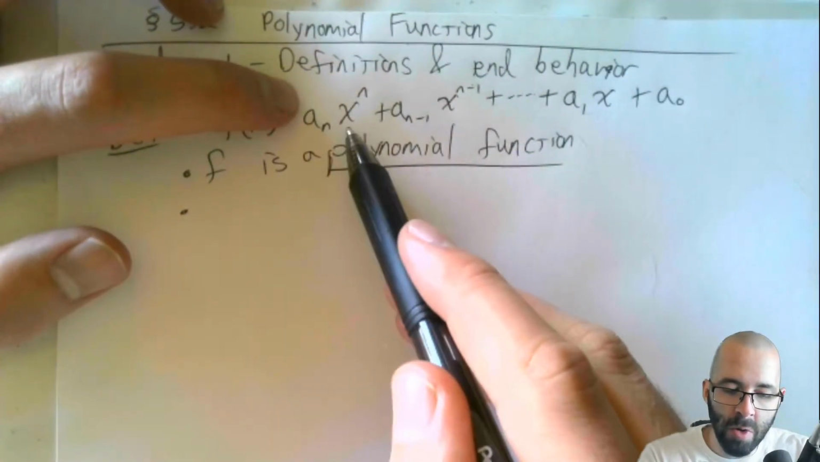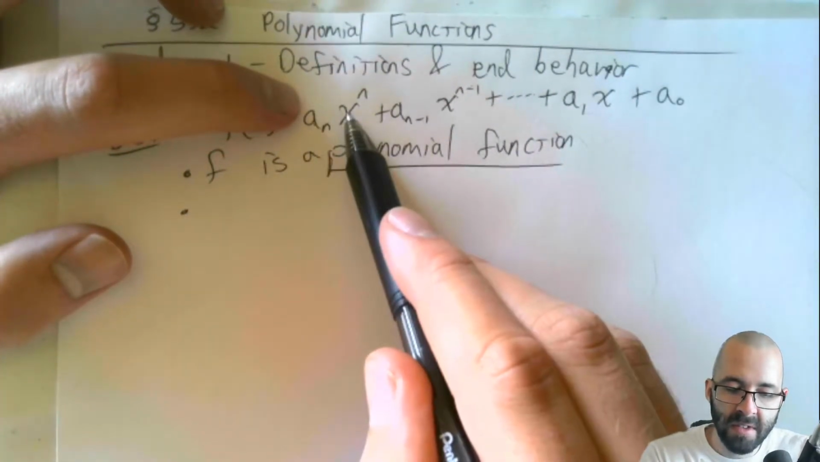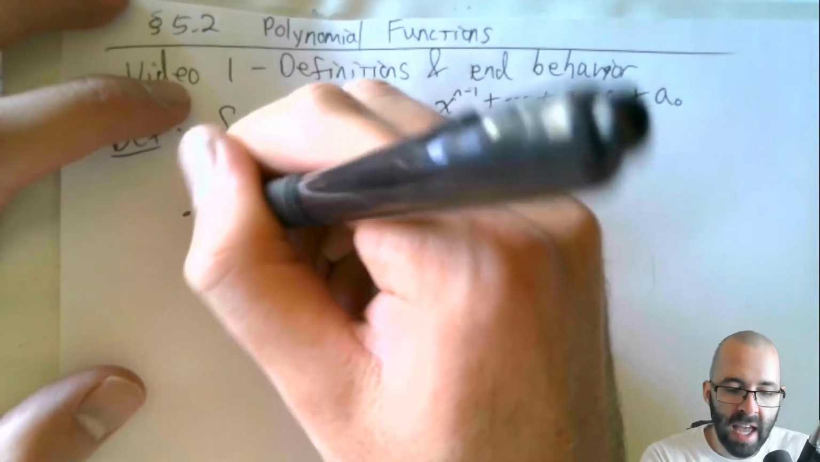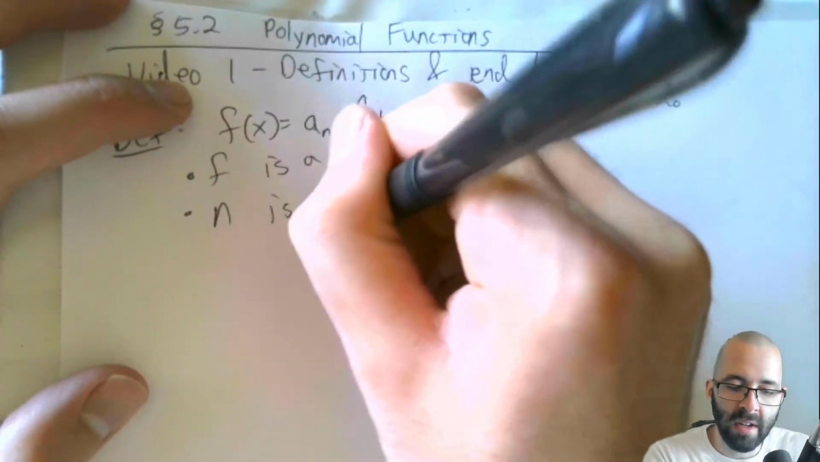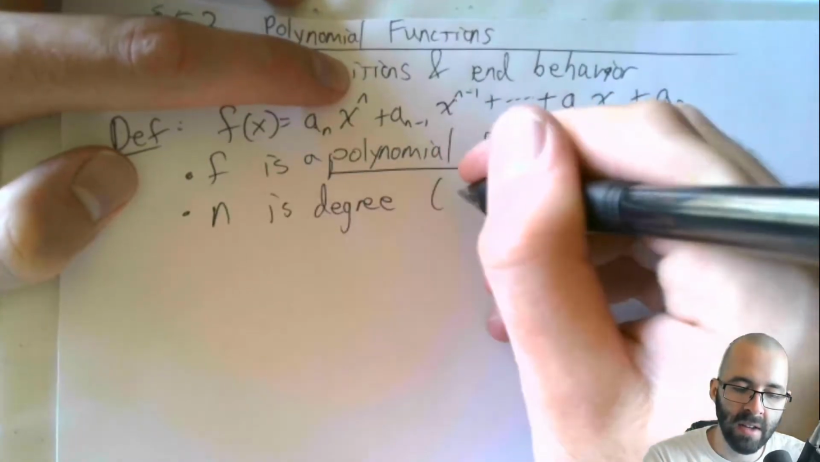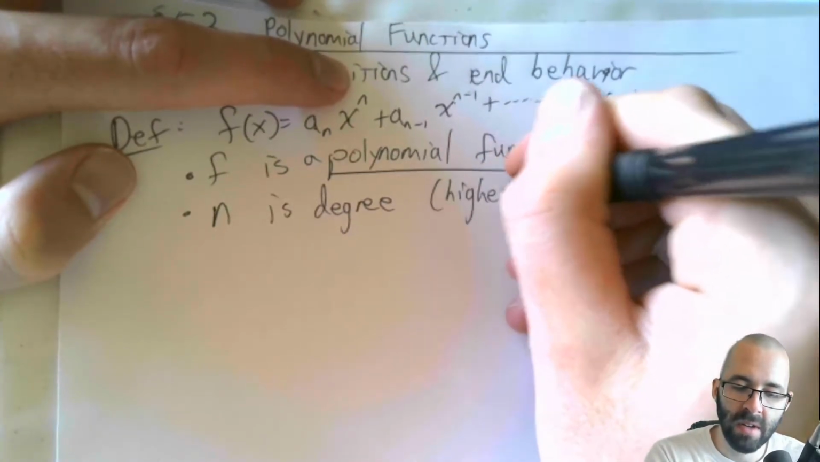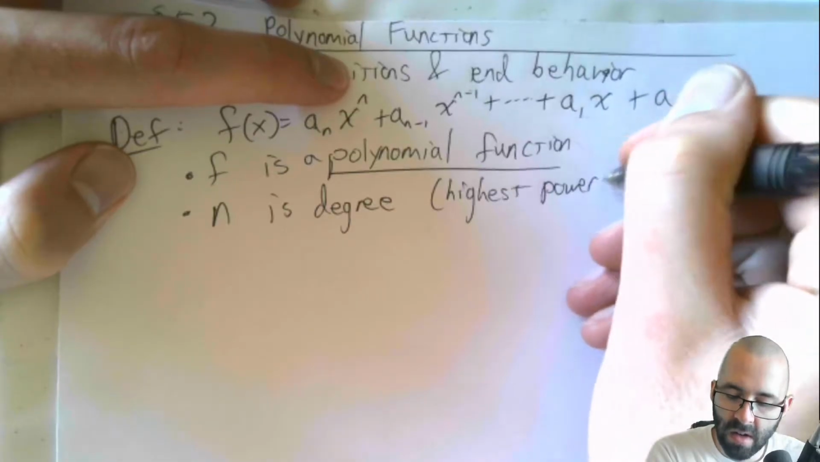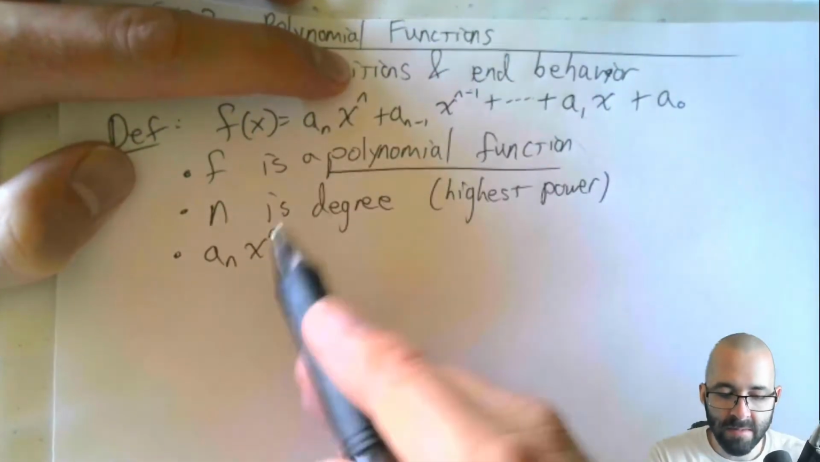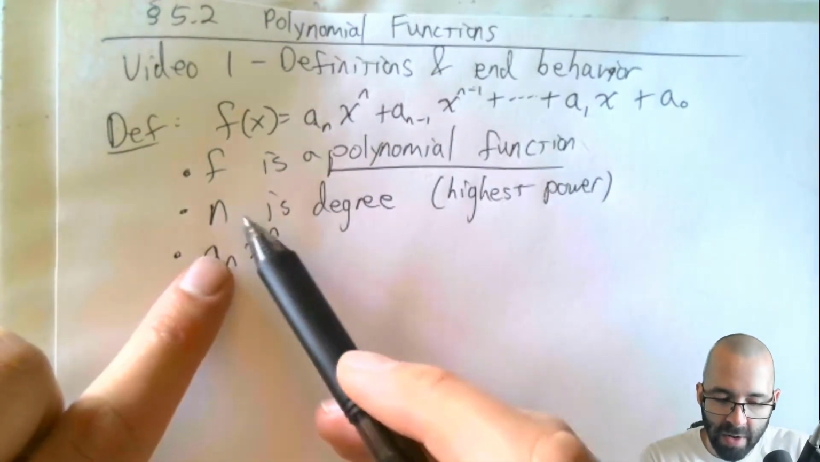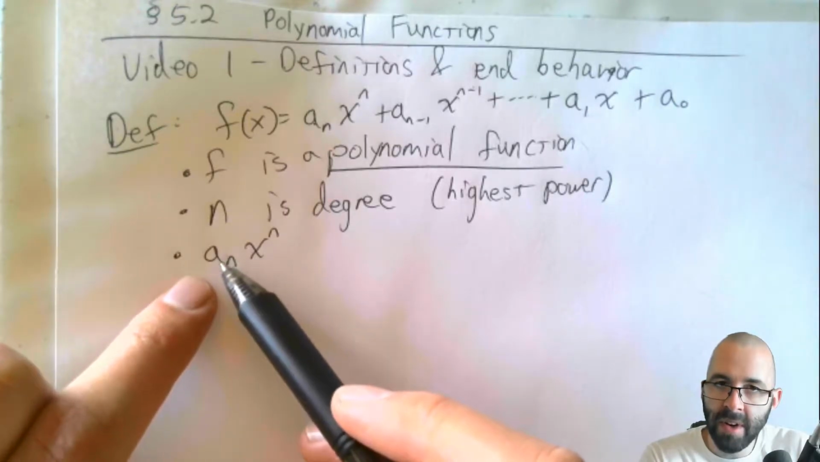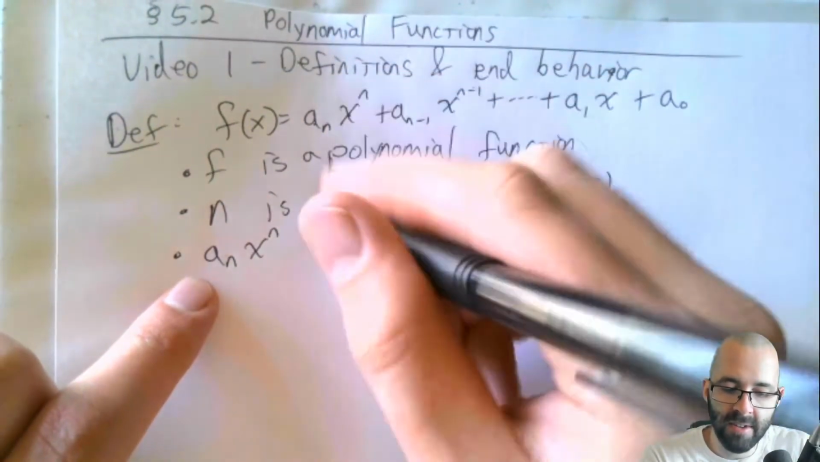It's just a bunch of monomials, right? A bunch of numbers times powers of x's, okay? And specifically, n is the degree. n is that biggest exponent, or the highest power. And then we say that a sub n x to the n, so that highest power, that n, with the coefficient, with the number next to it, we call that the leading term.